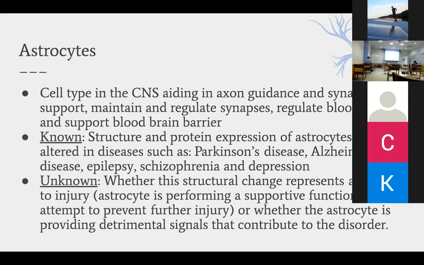Natural change represents a reaction to an injury, or whether the astrocyte is providing detrimental signals that contribute to a disorder. So there's a lot of research going on with this. It's really hard to experimentally look at this because you have to look closely at one variable instead of seeing the whole astrocyte itself. So that's where cell modeling comes in, using Berkeley Madonna.